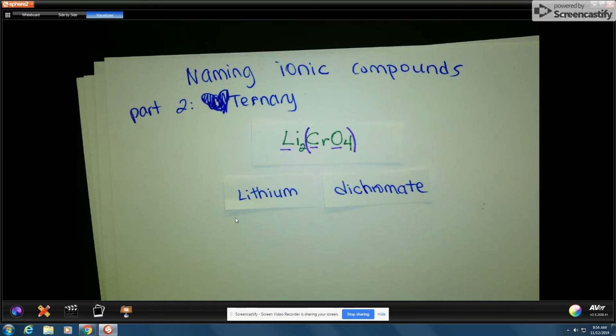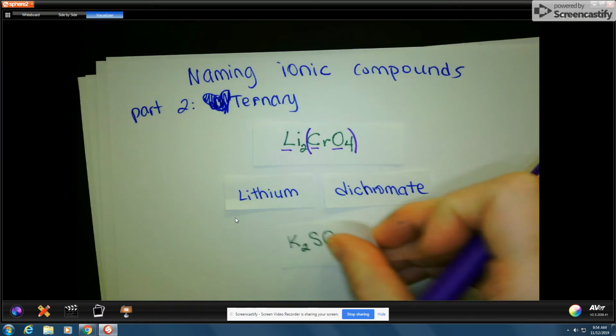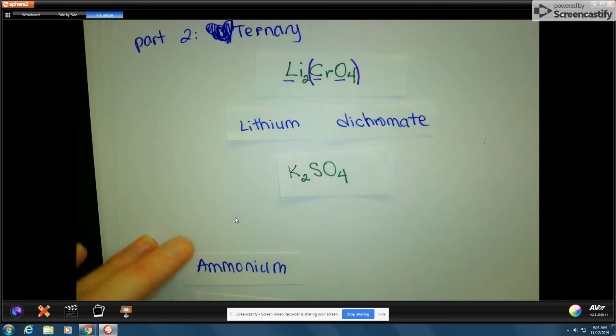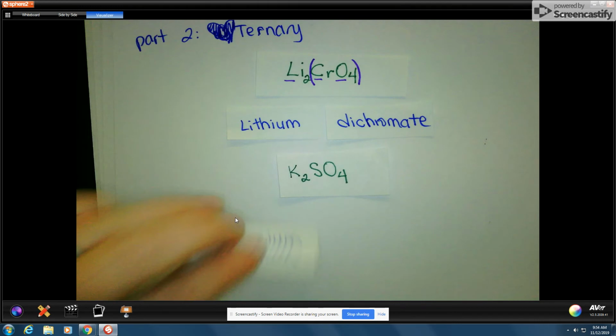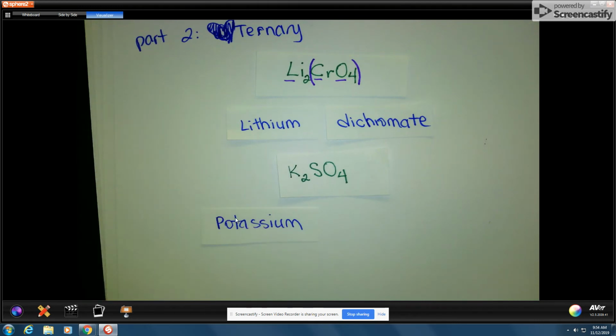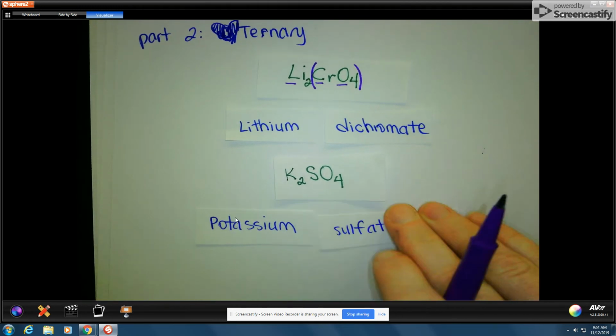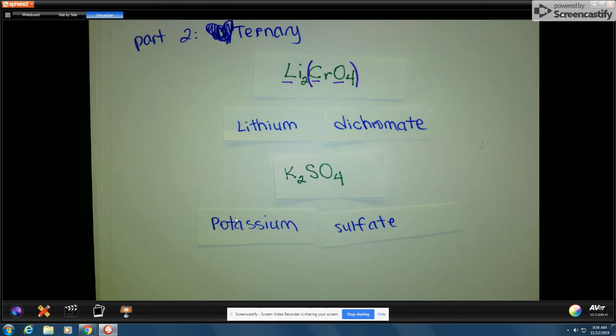The next one we're going to look at is going to be K2SO4. Well, K is potassium. SO4 is sulfate. There's my name.